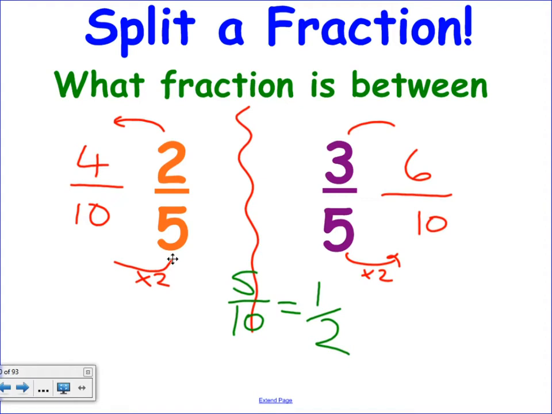We'll just do a slow recap on it. I had 2/5 and I had 3/5. So when I'm looking at fractions, there is no gap between them. In order to create the gap, we used equivalence to turn them into tenths. So I ended up with 4/10 and 6/10.